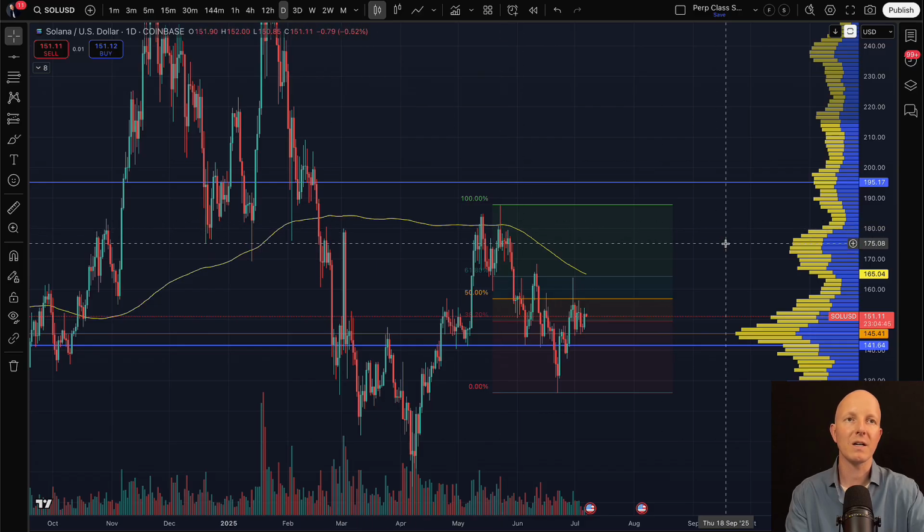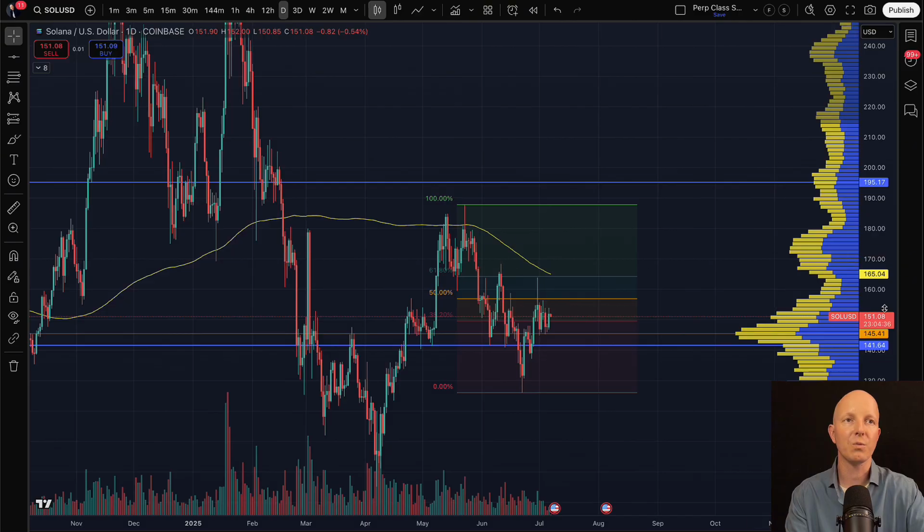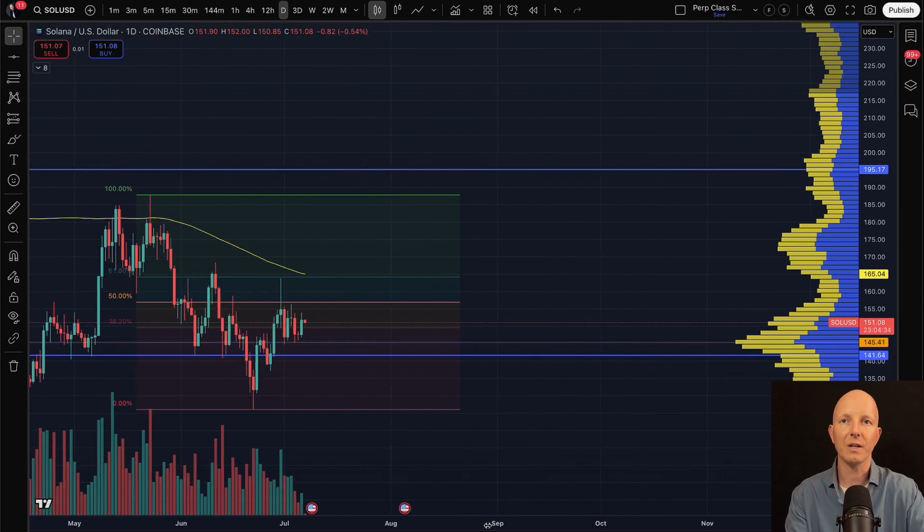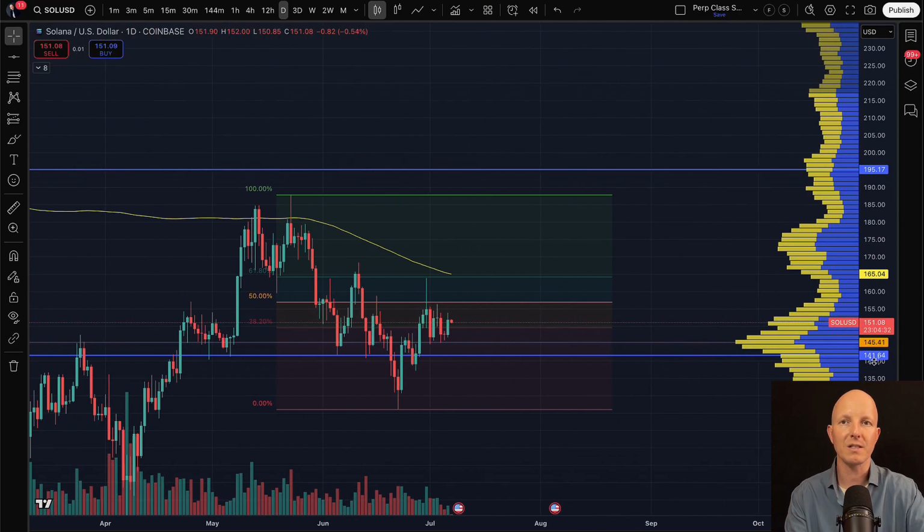So that's using price action, and then you can also use the VRVP and these high volume areas to determine support and resistance areas as well. The Fibonacci retracement tool is just one tool in your overall toolkit to determine support and resistance zones.